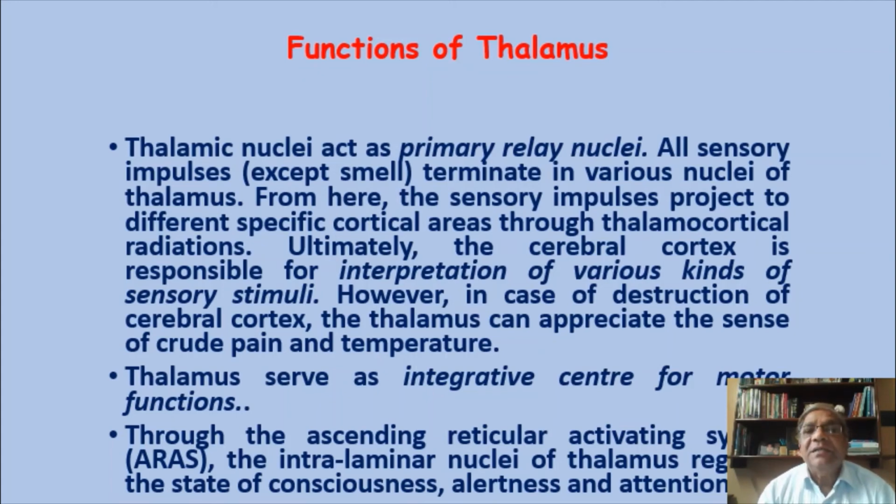Now ultimately the cerebral cortex is responsible for interpretation of various kinds of sensory stimuli. That means what kind of sensation is coming is ultimately realized only at the level of the cerebral cortex. The thalamus is just the relay station.